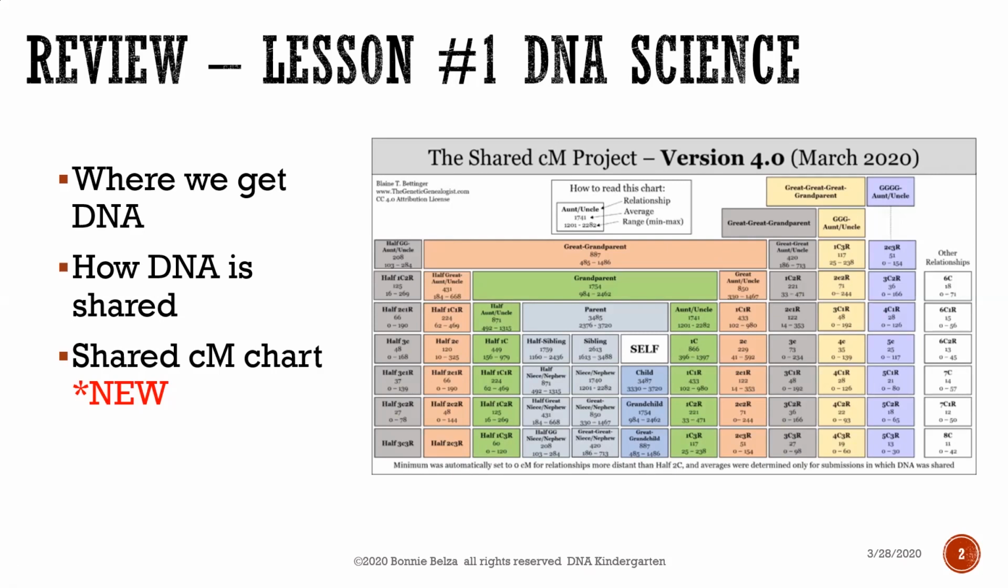In lesson 1, we talked about DNA science, where we get our DNA from, how DNA is shared, and we also provided a handout called the Shared Centimorgan Chart. Well, this week, the Shared Centimorgan project was updated, and there's a brand new version of the chart out. It's also been updated on DNA Painter, the interactive version of this chart. So we've added a handout to this lesson with the updated information, and you'll want to get a copy of that. It's a great reference when you're trying to understand how your DNA matches are related to you.